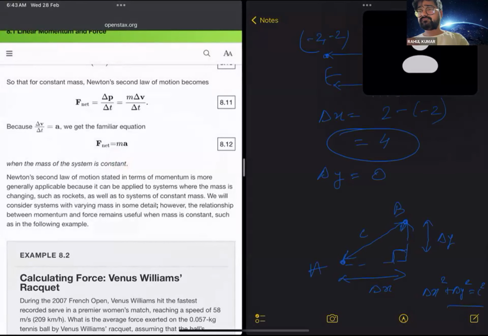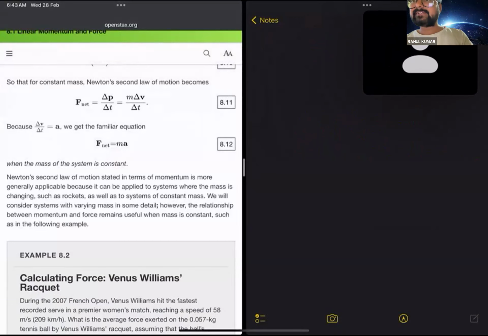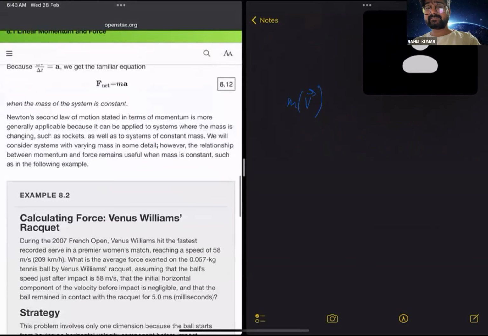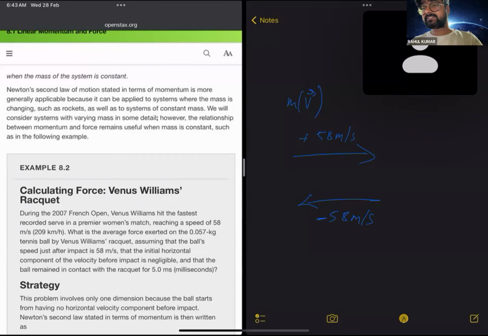Is it the same or no? Let's check. I told you that momentum is a vector quantity, right? That is mass multiplied by velocity, right? It is not mass multiplied by speed. So what is the initial velocity of this tennis ball? 58 meters per second in this direction. What is the final velocity? Is that 58 meters per second in this direction? If you are considering this direction as positive, then would you consider this direction of velocity as negative 58 meters per second?